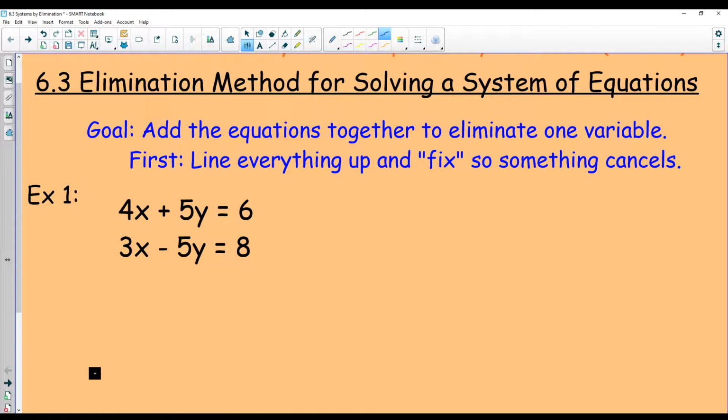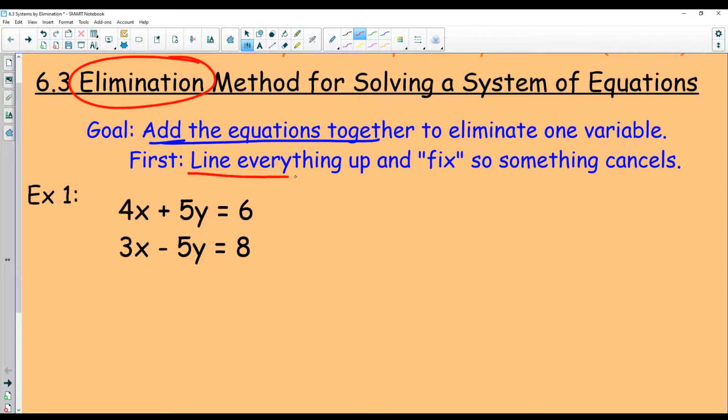Here's how you do it. Your goal is to add the equations together. That's a little weird, we haven't done that before. The goal is to eliminate one of the variables. That's why it's called the elimination method. Now, how do we make that happen?